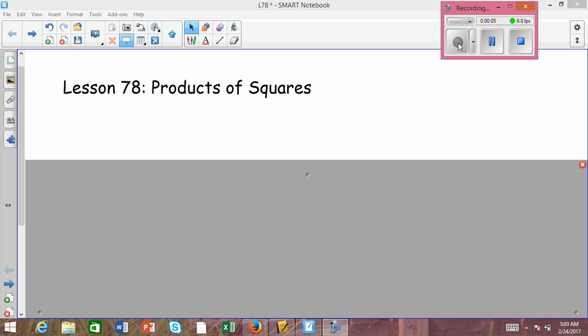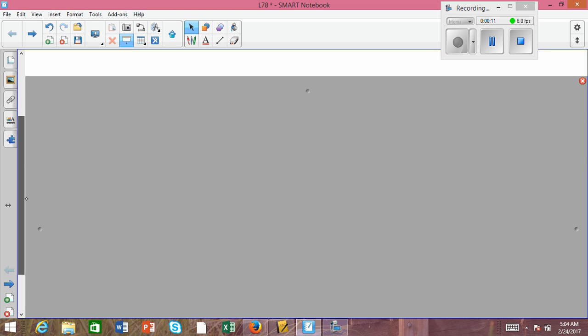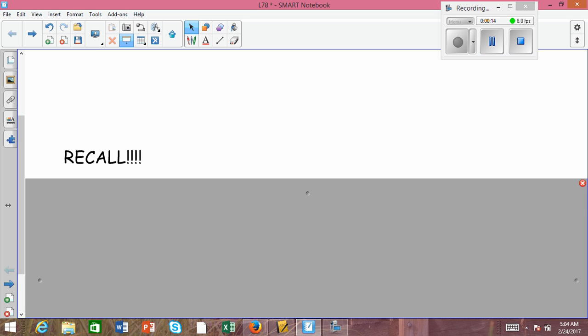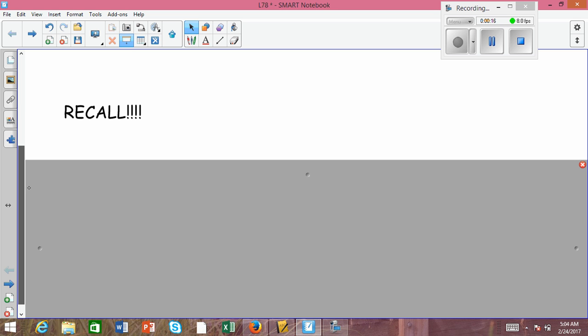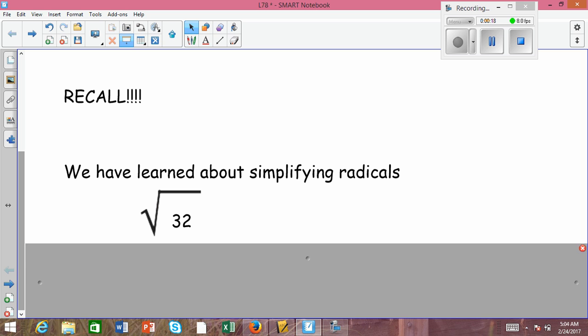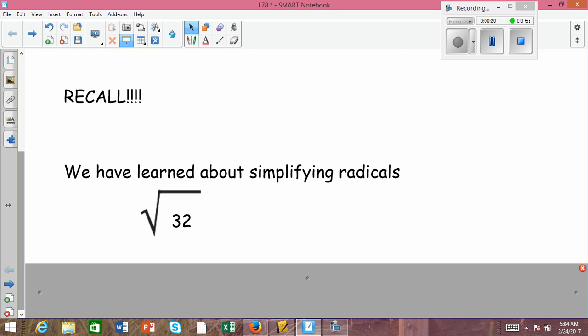Today we are discussing a very important topic. It is Lesson 78, Products of Squares. We have discussed this before and you guys have had some difficulty with it. So we just need to recall some of the rules. We have learned about simplifying radicals.